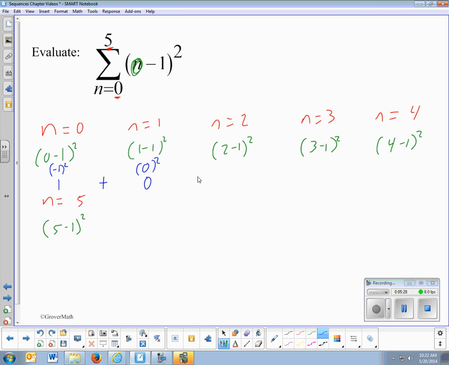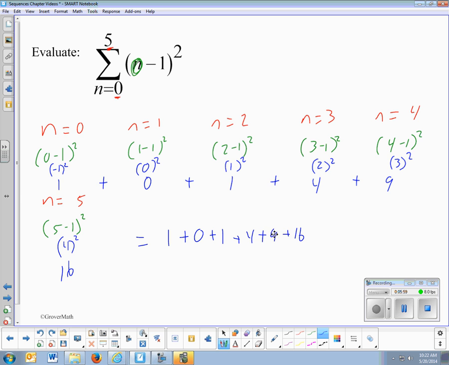So I'm going to have 1 plus 0 plus 2 minus 1 is 1 squared. 1 squared is 1 plus 3 minus 1 is 2 squared. 2 squared is 4. 4 minus 1 is 3 squared is 9. And the last one down here, 5 minus 1 is 4 squared. We're going to get 16. So I'm just going to rewrite all those. That's 1 plus 0 plus 1 plus 4 plus 9 plus 16.